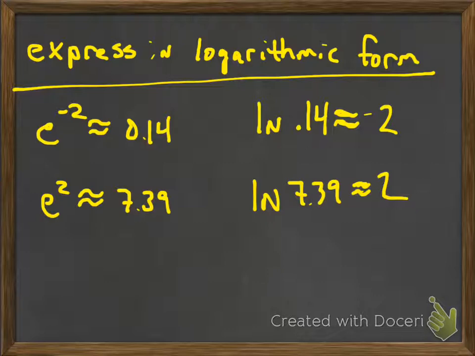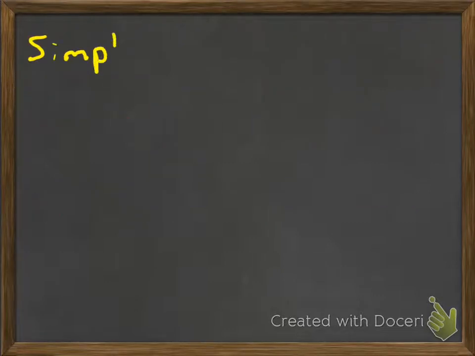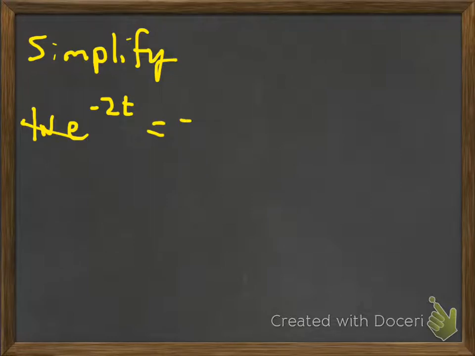Okie dokie. And let's simplify some things. Let's make sure you understand something. ln of e raised to the negative 2t power. Keep in mind, ln is log base e, so they would cancel each other out, the ln and the e, leaving you just the exponent of negative 2t.